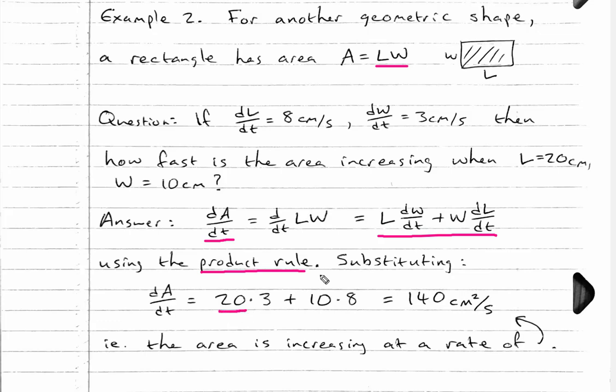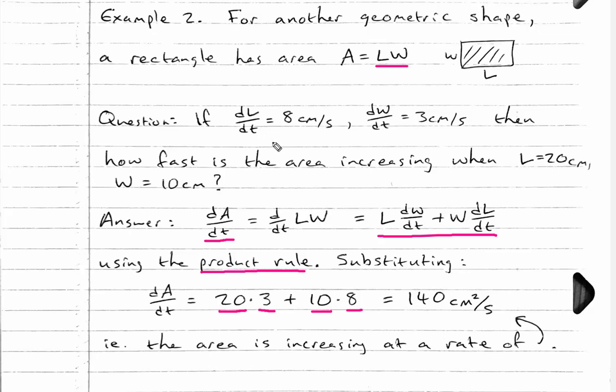Okay, so here L is 20, W is 10. Units are centimeters here. dW/dt, so the width is increasing at 3 centimeters per second, and dL/dt. So just put these in the formula. And yeah, 60 plus 80, 140. It's an area, the change of the area over time, so the units are square centimeters per second.